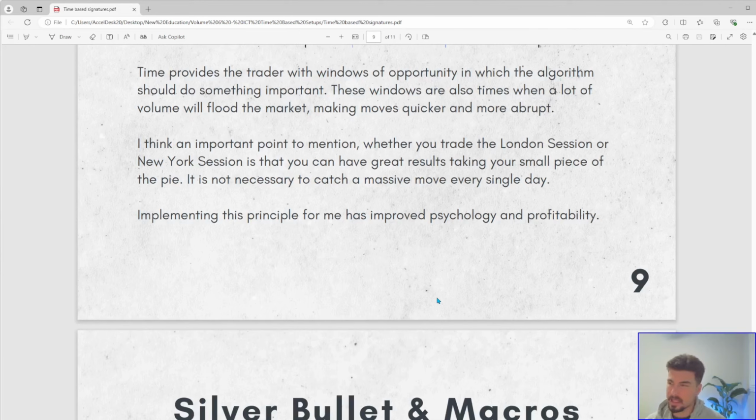I don't personally believe that one is better than another, but for me personally, I like trading macros just because I'm focused on a smaller window of time. But for me, I'll trade the whole session if I have to, right?